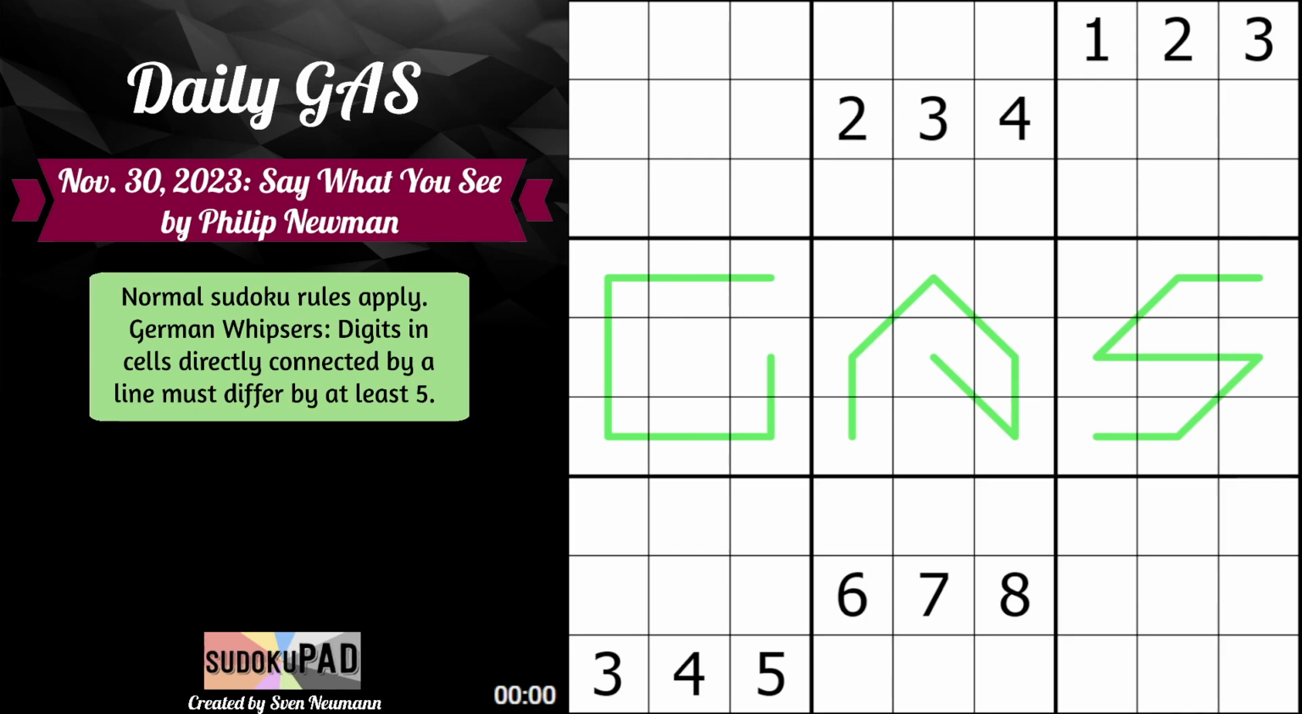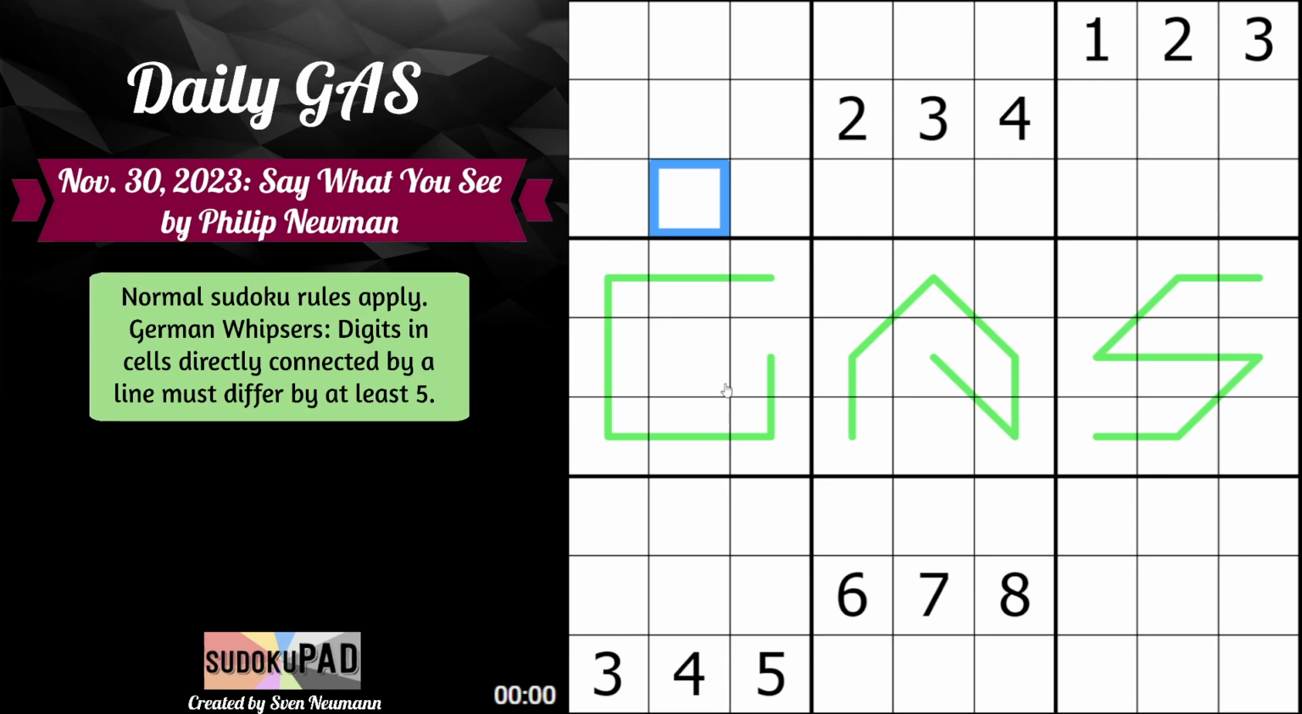Normal Sudoku rules apply. German whispers. Digits in cells directly connected by a line must differ by at least 5. So I think it's been a little while since we've seen German whispers, and not surprisingly, Philip was the last one to have done one of those puzzles, I think. So let's take a look at what that means for us today.